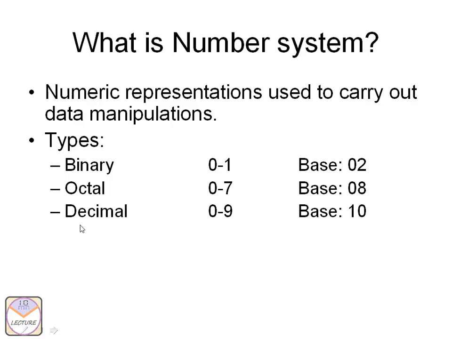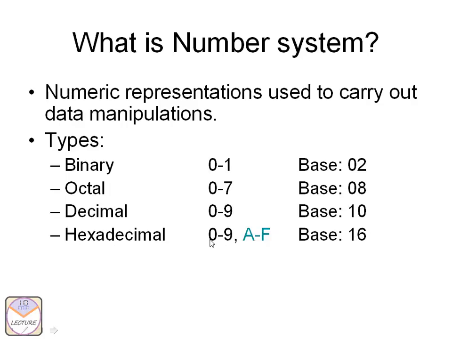Next is the decimal number system. It has a base of 10, that is 0 to 9. 1 to 9 is 9 digits, plus we have this 0, so totally there are 10 digits. Hexadecimal, as the name suggests, deci is 10, hexa is 6, so totally 16. 16 is the base of hexadecimal.